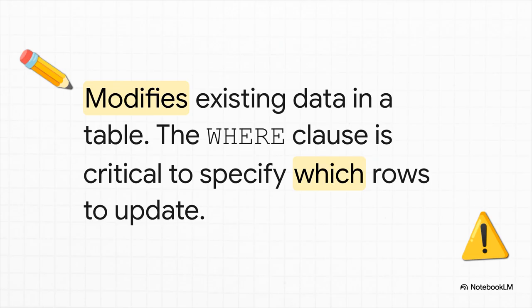Okay, but what if you need to fix a mistake or just change some data that's already in there? That's where update comes in. You tell it which table to change and what the new value should be. But, and listen up because this is absolutely critical, you have to use the where clause to specify exactly which row to modify. If you forget it, you'll update every single row in your table.